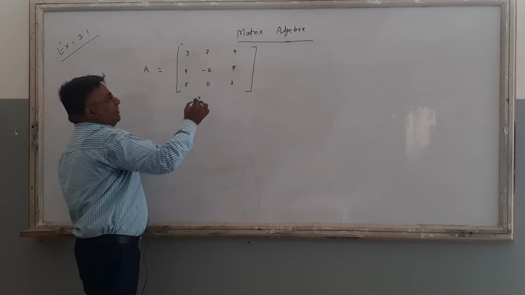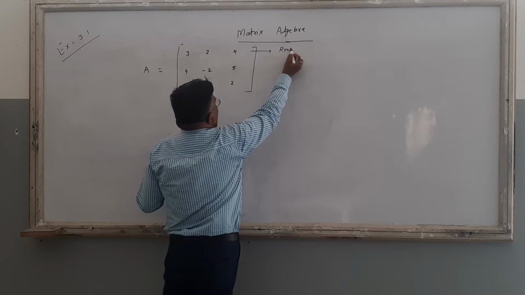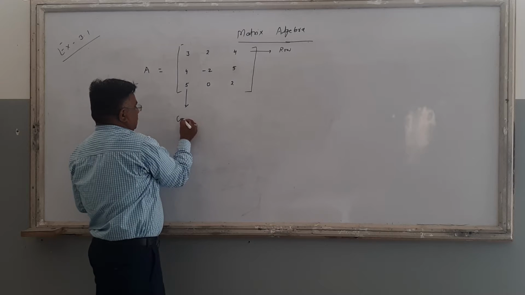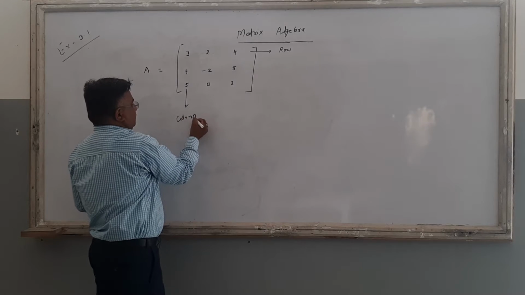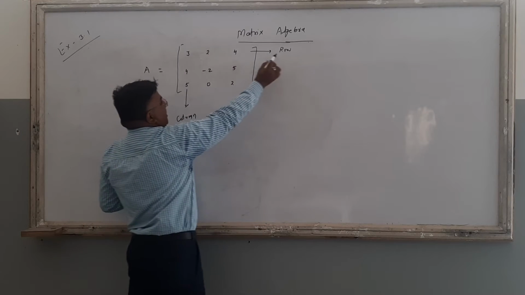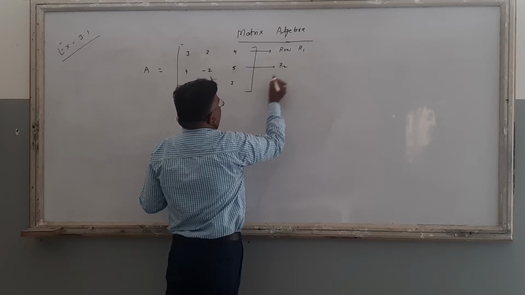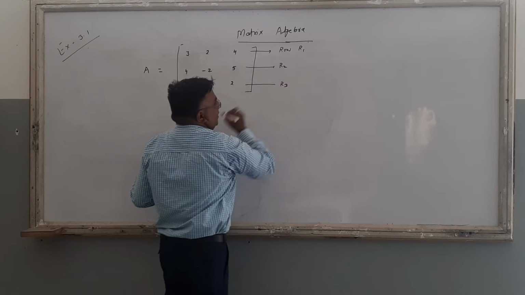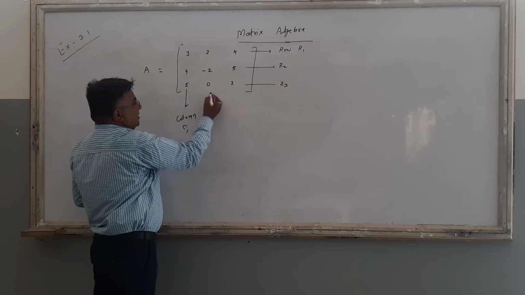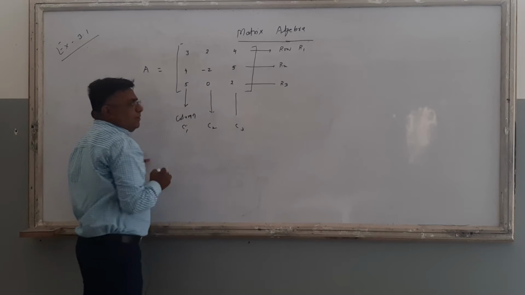In a matrix, a horizontal line is a row and a vertical line is a column. Then there are three rows: the first row is denoted by R1, the second row by R2, the third row by R3. And there are three columns: the first column is denoted by C1, the second column by C2 and the third column by C3.